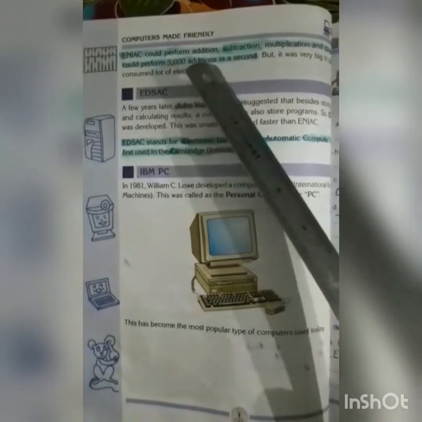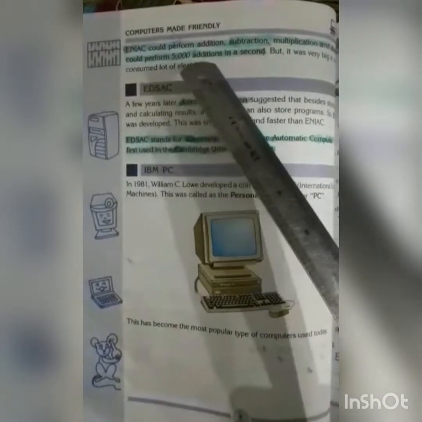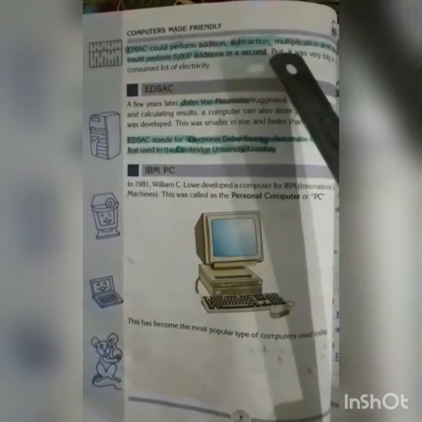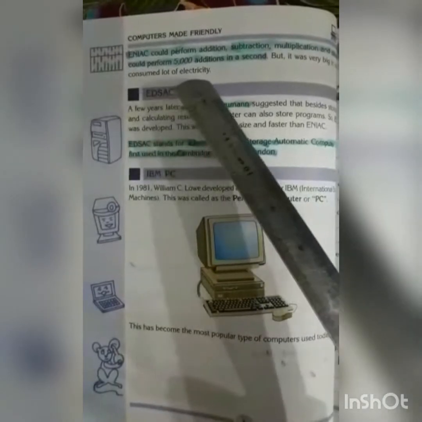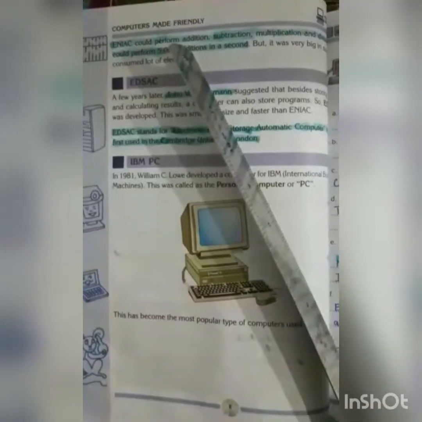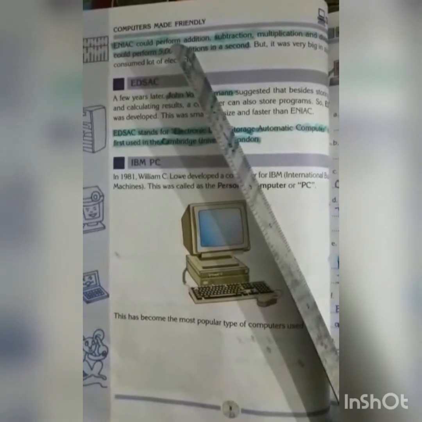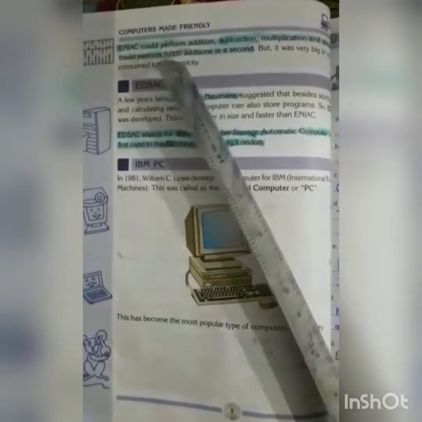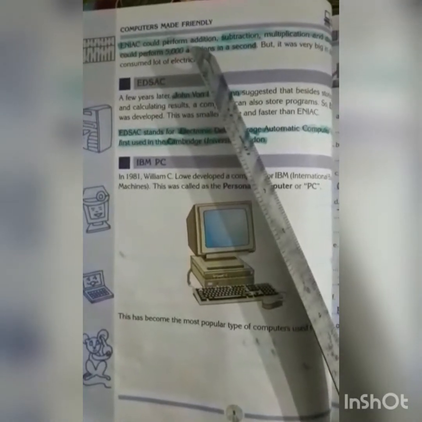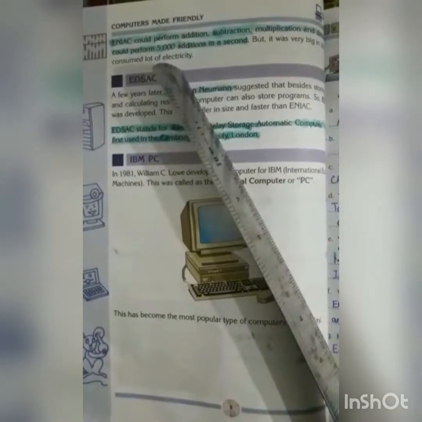ENIAC could perform addition, subtraction, multiplication, and division. It could perform 5,000 additions in a second, but it is very big in size and consumed a lot of electricity. So, dear students, ENIAC could perform addition, subtraction, multiplication, and division. It is a capacity of ENIAC that it could perform 5,000 additions in a second. But in structural form, it was very big in size and used a lot of electricity.